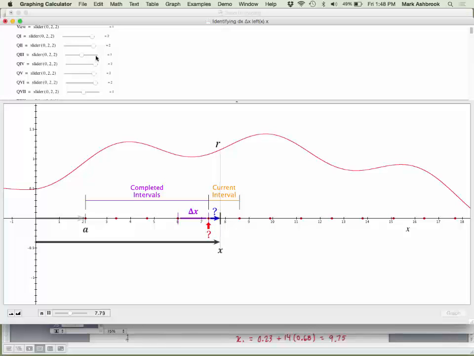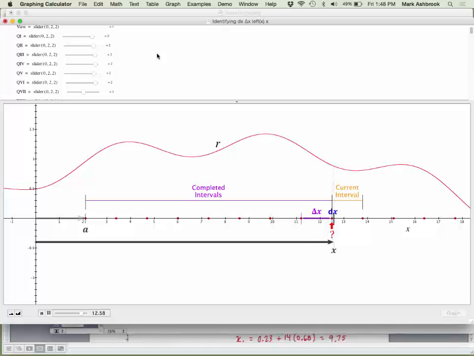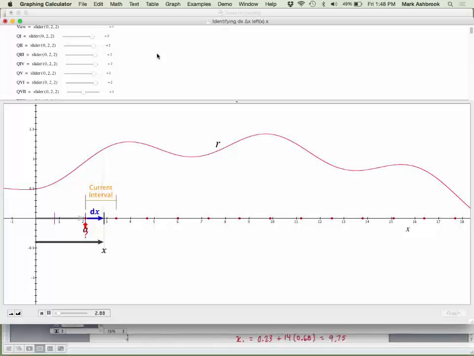dx. So here's the difference between delta x and dx. Remember back in the day when we talked about parameters and variables. Delta x is like a parameter. It's a fixed value. Once we set it, then we run the show, and it doesn't change. dx, on the other hand, is a variable. It varies from what to what? 0 to delta x in every current interval.